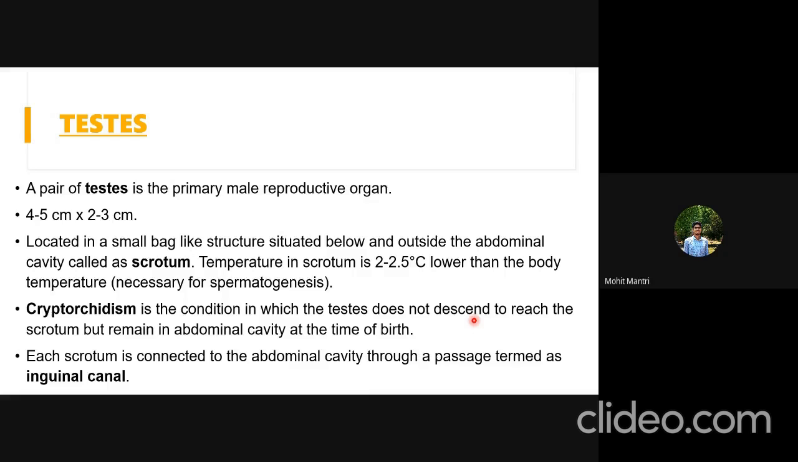So what happens normally is that testes are present inside the abdominal cavity before birth, but at the time of birth they descend down via the inguinal canal into the scrotum and then remain outside the abdominal cavity. But if this does not happen, then this condition is known as cryptorchidism. Each scrotum is connected to the abdominal cavity through a passage which is called the inguinal canal.